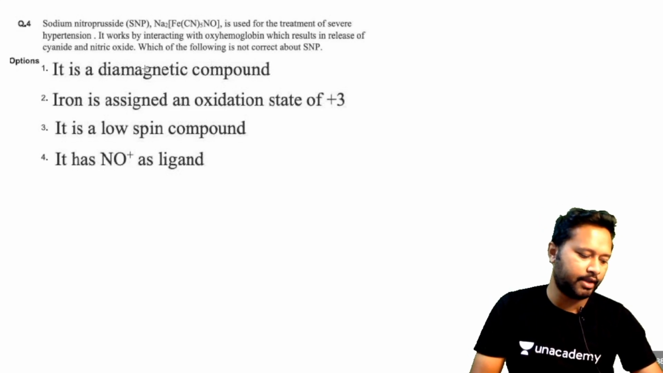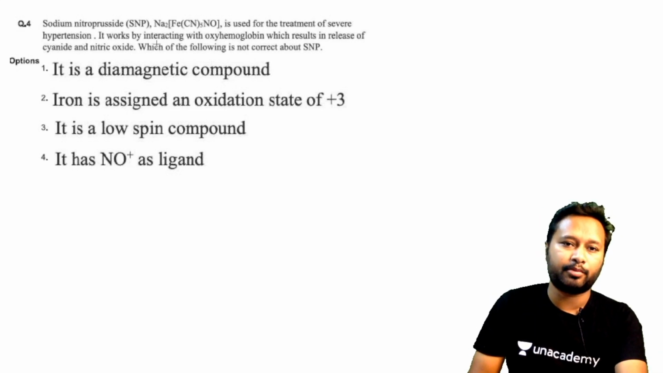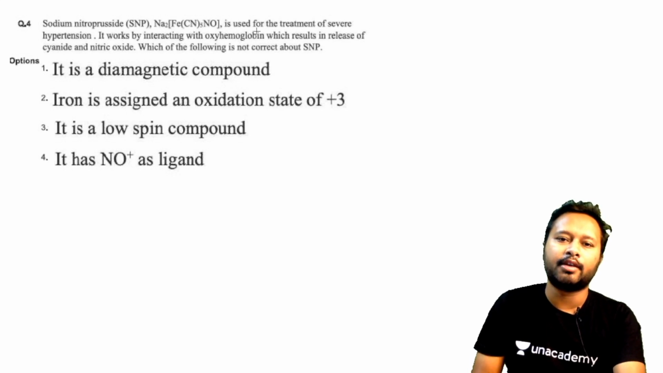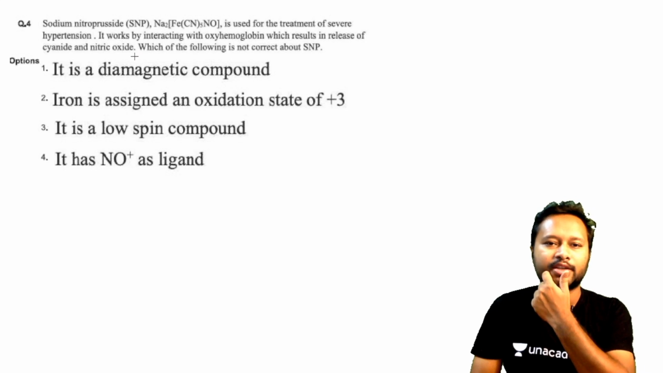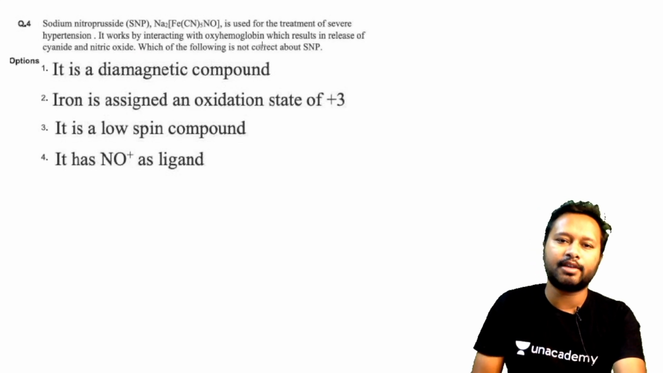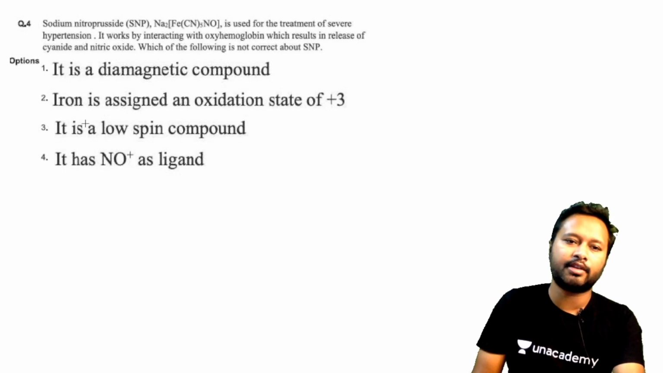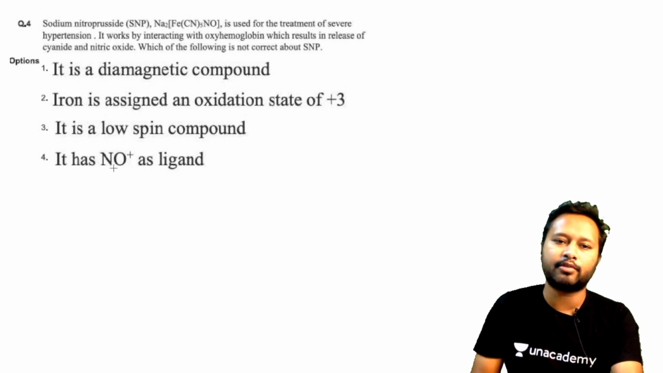Here it says the sodium nitroprusside, that is SNP, given to you in the form of Na2[Fe(CN)5NO], is used for the treatment of severe hypertension. It works by interacting with oxyhemoglobin, which results in the release of cyanide and nitric oxide. Which of the following is not correct about SNP? Now the first says that it is a diamagnetic compound. Okay, fine. Next says that iron is assigned an oxidation state of +3. Third says it is a low spin complex, and fourth says that NO is a +1 ligand.